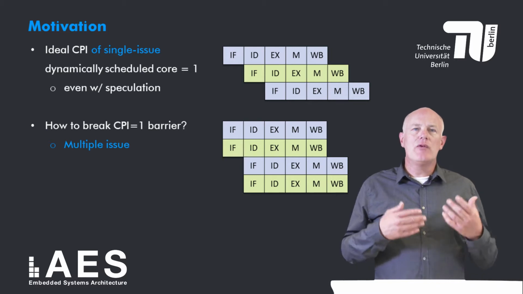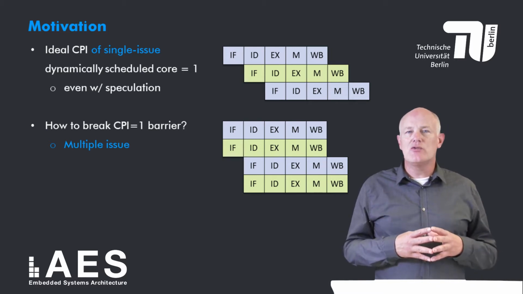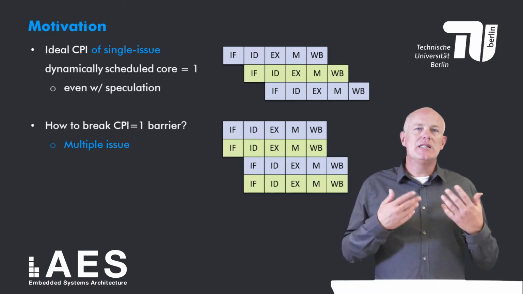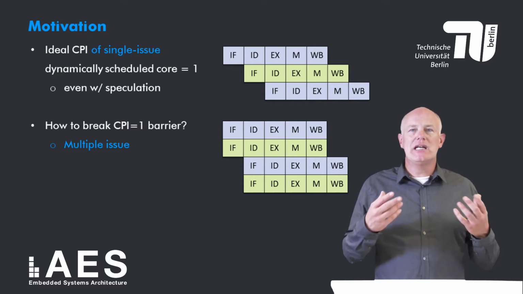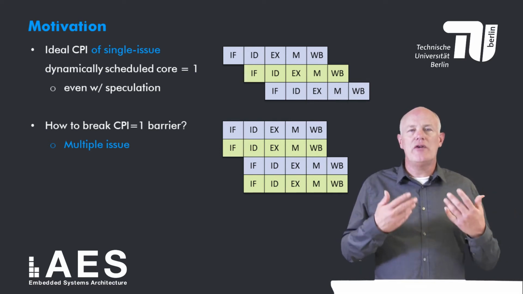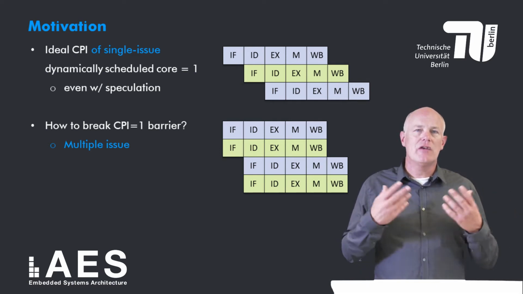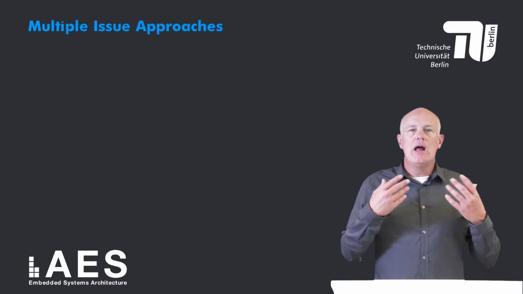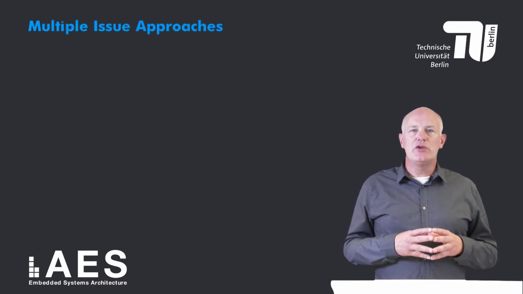How do we achieve a throughput of more than one instruction per cycle? This question is the motivation for this lesson, in which I discuss multiple issue processors. Processors that issue but also fetch and execute multiple instructions each cycle. There are 3 major types of multiple issue processors.